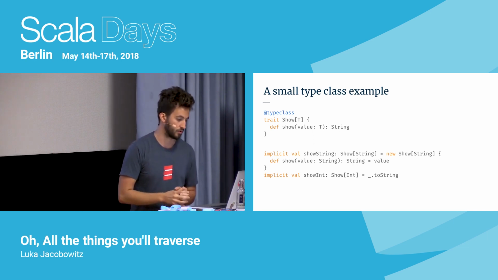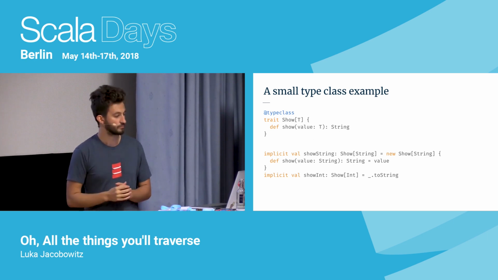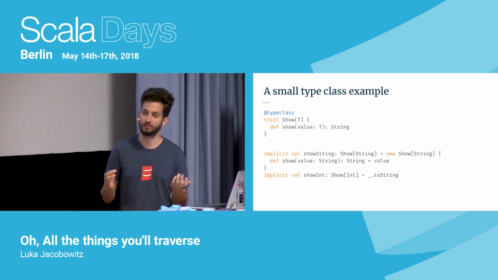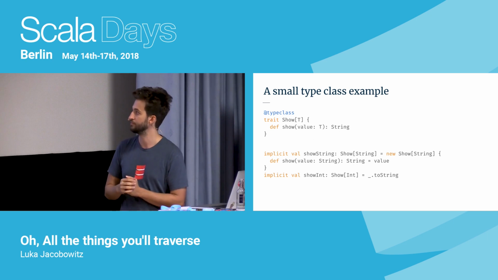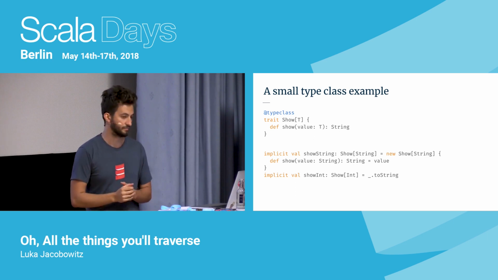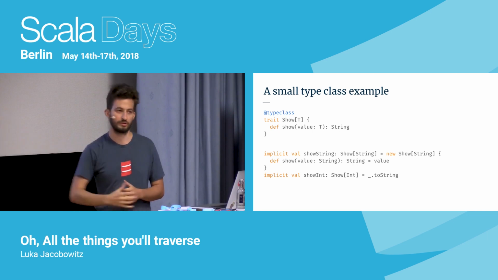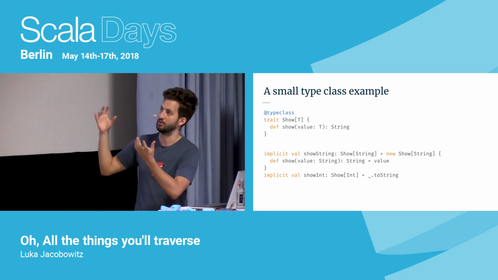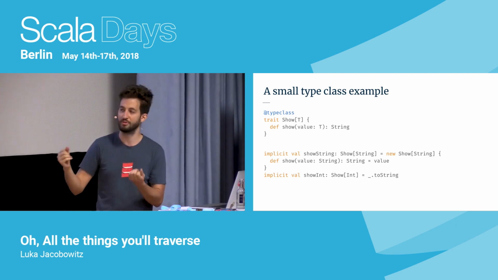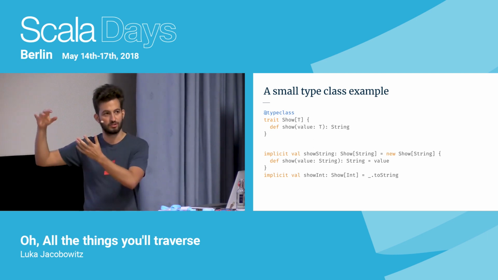Then, of course, we also have Show Int. Because Scala 2.12 allows us to call single abstract method types, SAM types, using a lambda, we can just say underscore dot toString. So if our type class only has a single member, we can implement instances really quickly. This is just how it works.